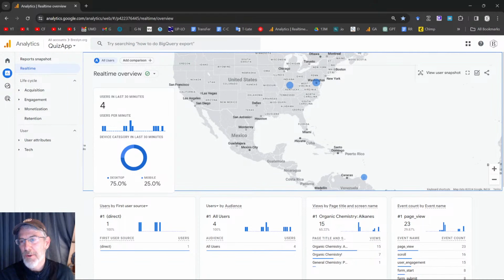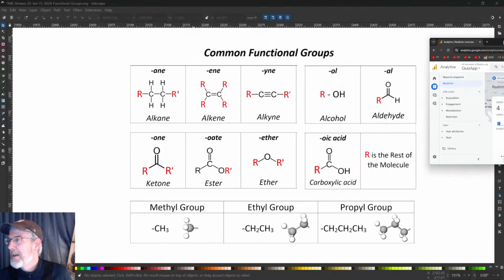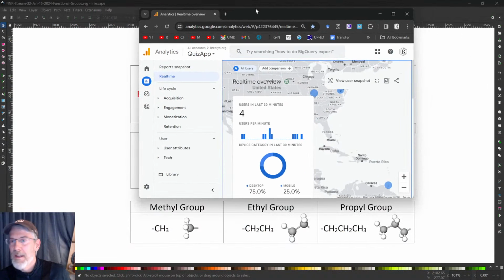So why don't we do this? We'll start out and look at some functional groups, do some practice, and then we'll try this app that I've been building and see what's going on there. And maybe we'll take a look at our big map and see who's using our app. Already 4 people are on the app, but we'll do that later. All right, let me shift over to this here.